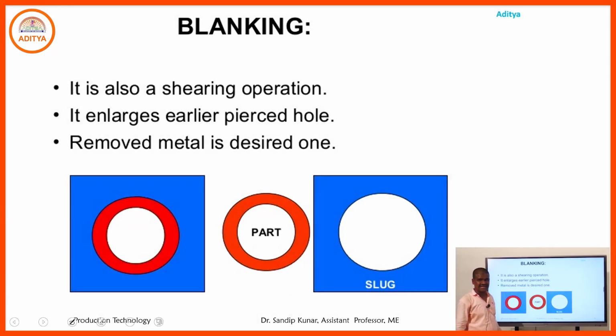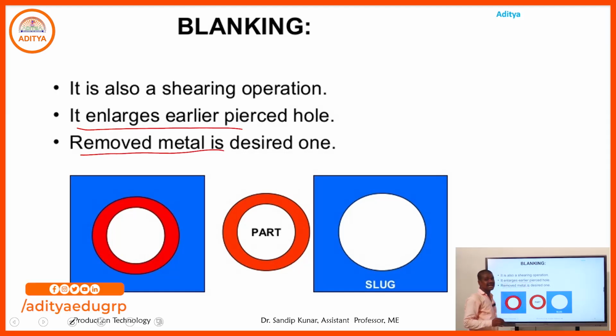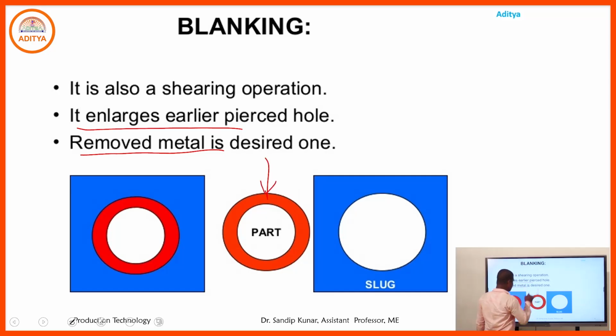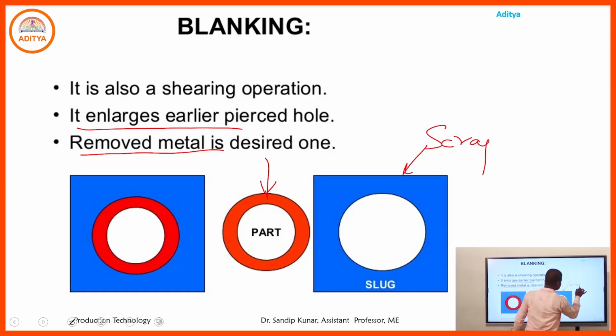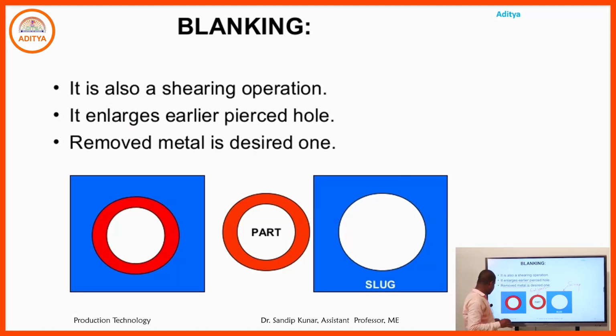Now blanking operation, that is also a shearing operation. It enlarges the earlier pierced hole. Means here what happens in blanking operation is it enlarges the earlier pierced hole, where removed metal is desirable. In that case, that is the final part, and that is the scrap. That is the final part in blanking operation.